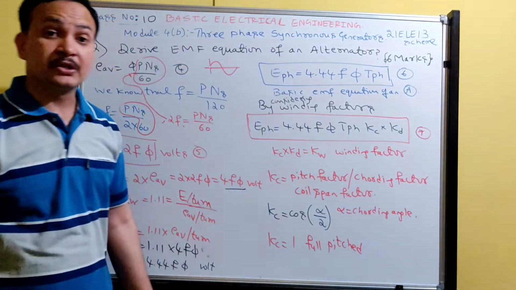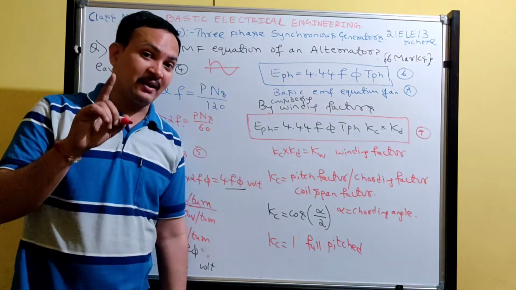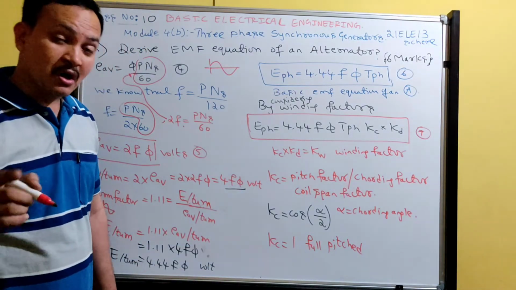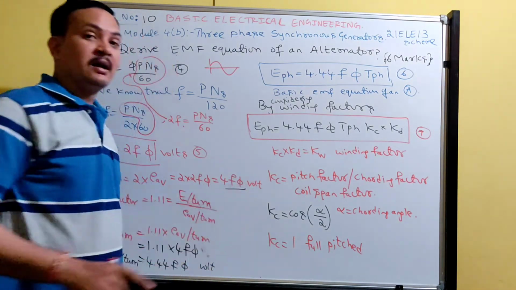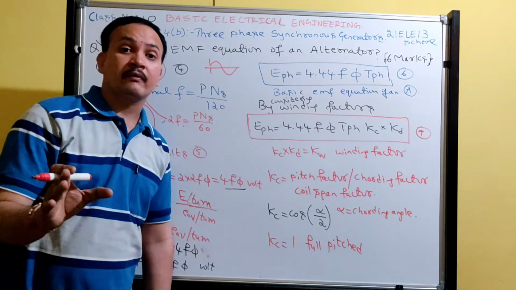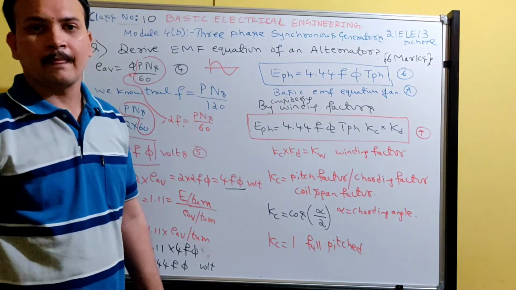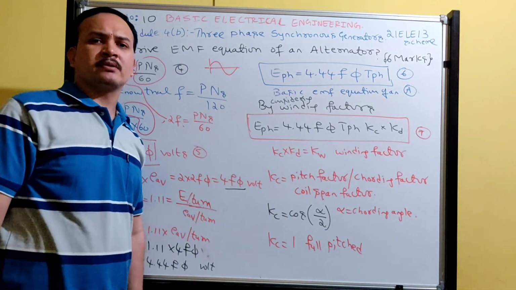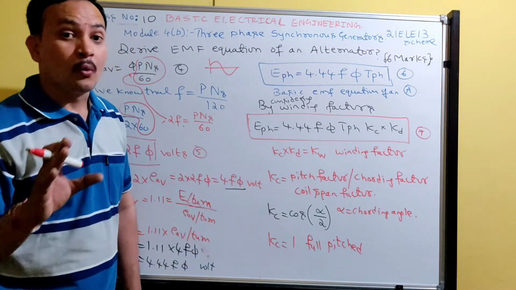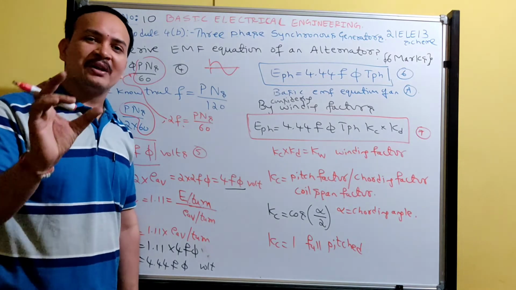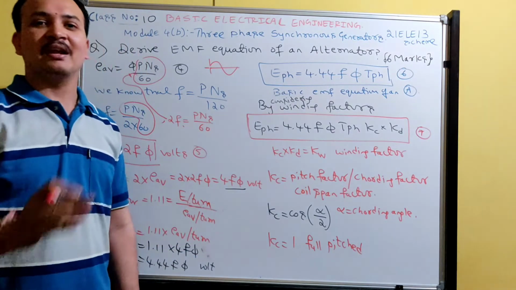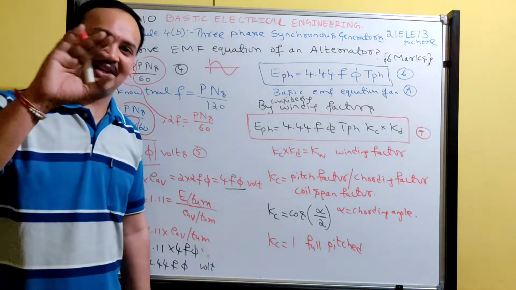For full pitched winding, in the problem they will specify the winding is full pitch. Then only you take Kc is equal to 1. If it is short pitch, then you must calculate Kc. 100% I promise, this calculation of Kc will not come for exam. All problems on EMF equation of alternator, you simply close your eyes and take Kc is equal to 1. But sometimes you should open your eyes because they will give Kc value. They will give Kc 0.992.